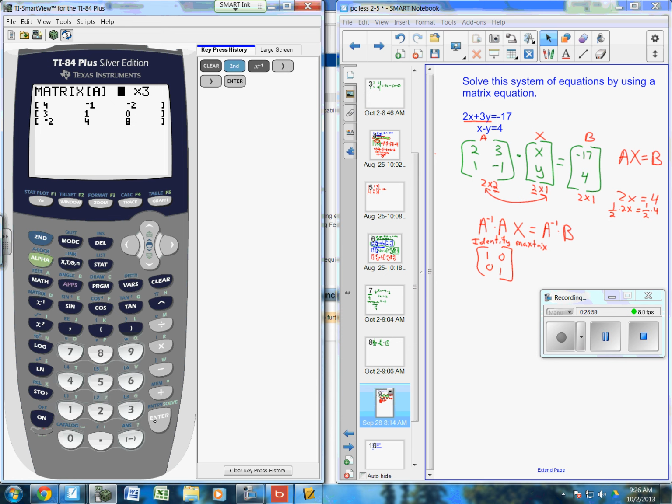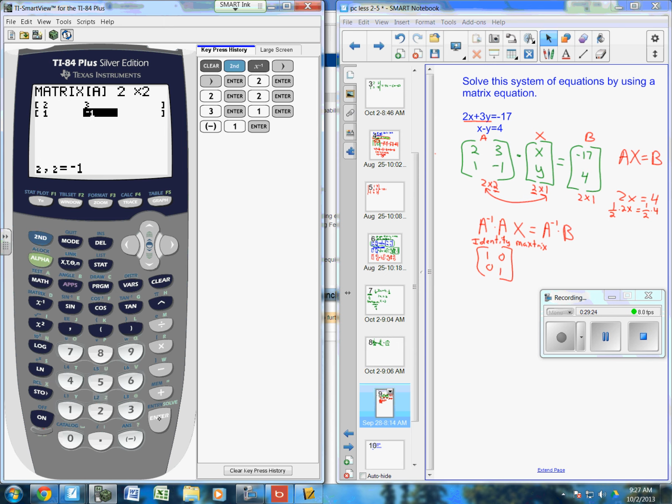2, enter, 2, enter. Everybody make a 2 by 2 matrix and put in that matrix right there. 2, 3, 1, and negative 1. Any questions on that? We put in this matrix right here: 2, 3, 1, and negative 1.